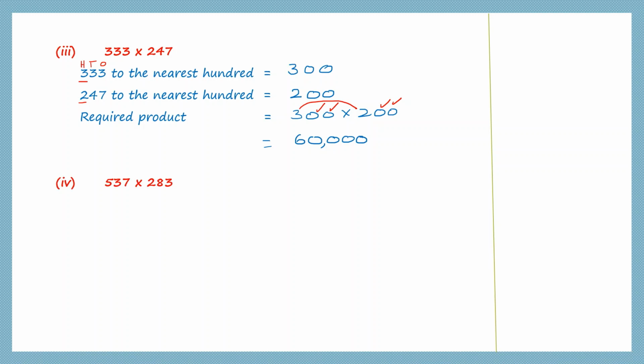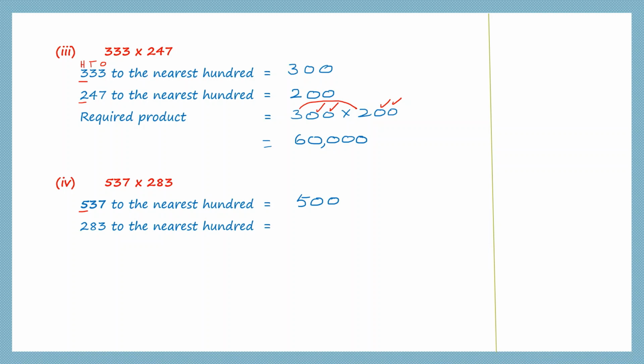Question 4. 537 into 283. 537 to the nearest hundred. Underline the digit in the hundreds place. Look at the digit to its right. It's less than 5. So 5 will remain the same and 2 zeros. 500.